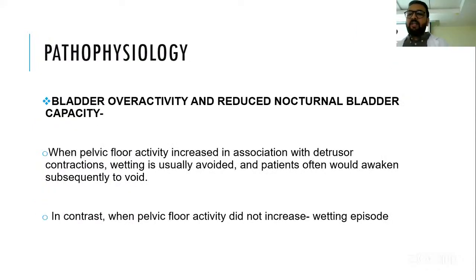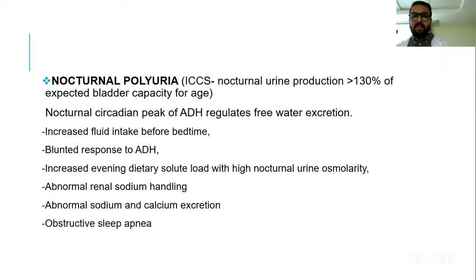Then bladder overactivity and reduced nocturnal activity. If the pelvic floor activity is increased with detrusor contraction, the child will not wet the bed. But if the pelvic floor activity is not increased, the child will wet the bed. Then nocturnal polyuria, defined by ICCS as urine production more than 130% of the expected bladder capacity for the age.